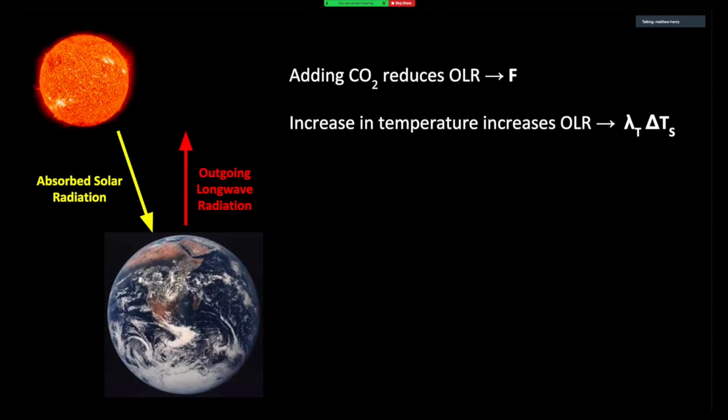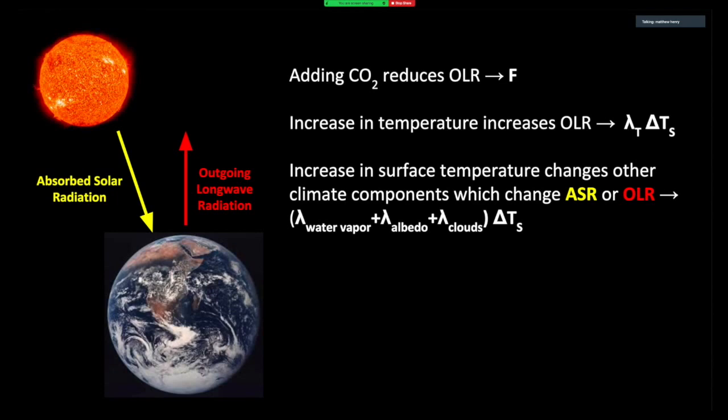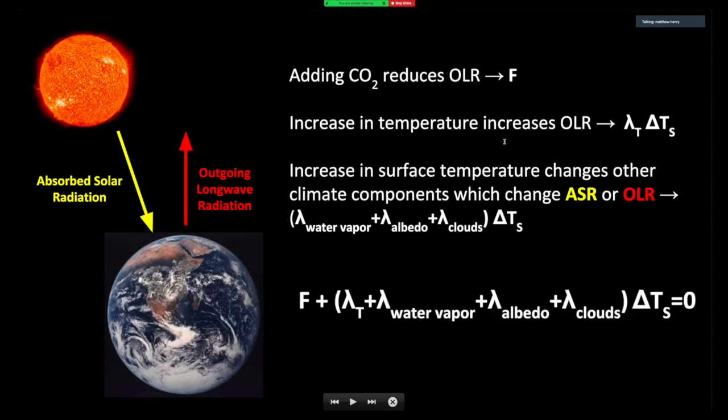Then the surface temperature is going to respond by increasing, and the top of atmosphere energy budget change is the temperature feedback, delta T, times the surface temperature change. But the surface temperature change is going to change other components of the climate, like the water vapor, the surface albedo, and the clouds. And those will then change the absorbed solar radiation or the outgoing long-wave radiation. And so the resulting change in the top of atmosphere energy budget is just the sum of these various feedbacks times the surface temperature change. And so between two equilibrium climates, you should have that the forcing plus the sum of all the feedbacks times the surface temperature change is equal to 0.